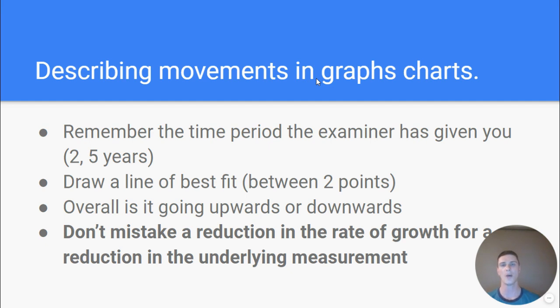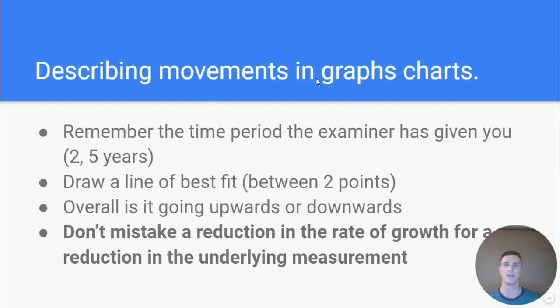All right, describing movements in graphs, charts, data, whatever. Remember the time period. It's pretty much always 2 years, so you just want to trace the last 2 years back and make sure you're looking at that. Forget the rest of the RBA data. Unfortunately for you, the RBA mostly do their charts in like 20 years, so you need to ignore 18 years and look at the 2 years. Very easy. You should know this by now.